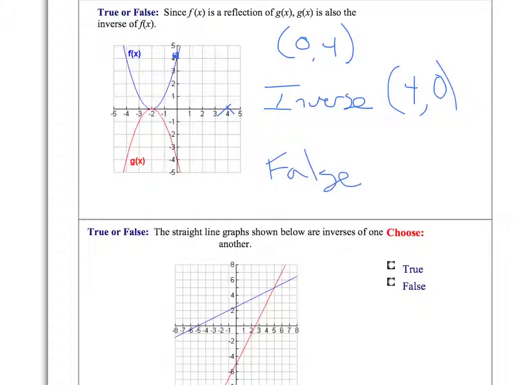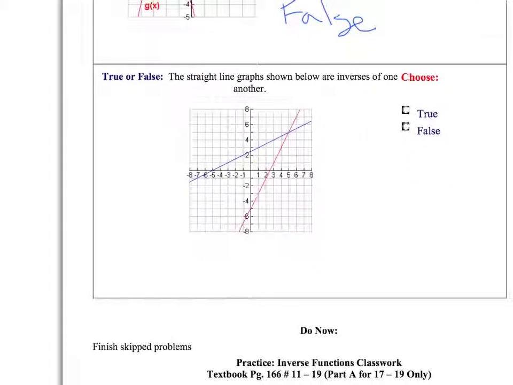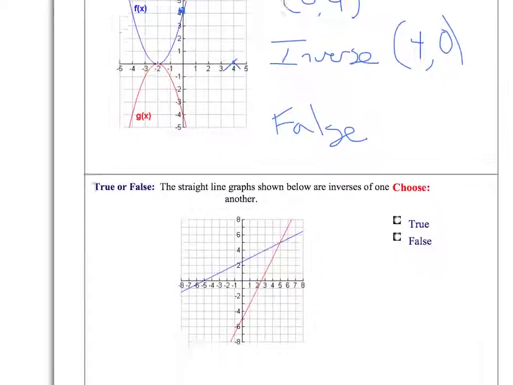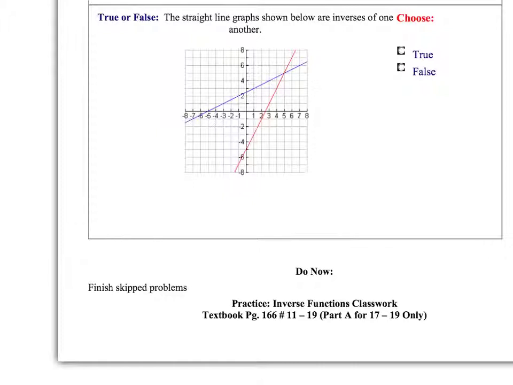I want you guys to try that third problem right there. Use the same idea that we did in the second problem. And also work on the other problems that we skipped for the do now at this point.